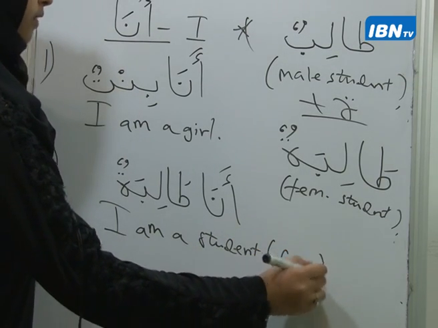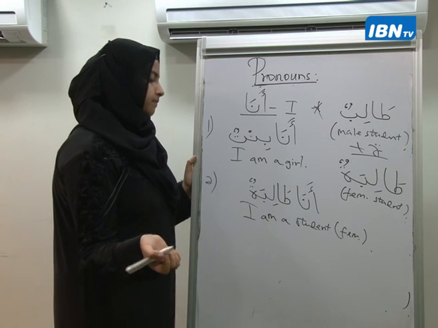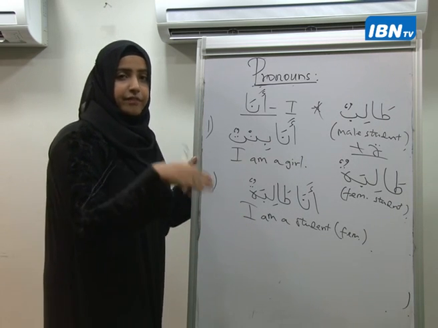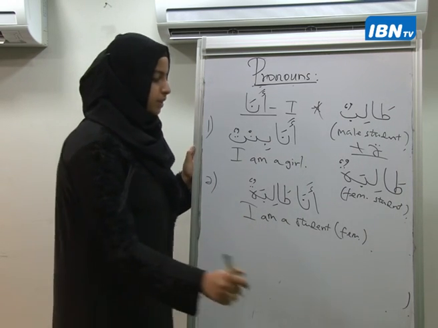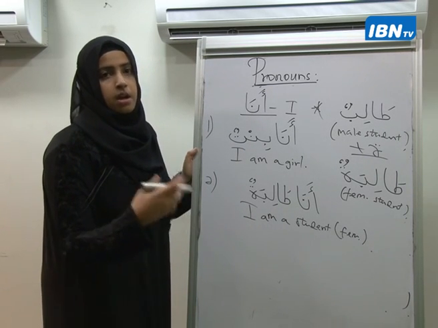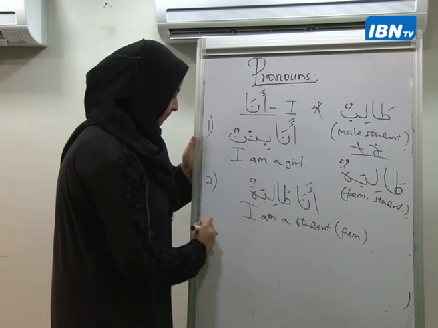Right. Another sentence, if I want to say I am a Muslim. Okay, so Muslim, again, it will take a different form for feminine, different for masculine. So Muslim for masculine will be Muslimun. For feminine will be Muslimatun. I will add a ta marbuta.